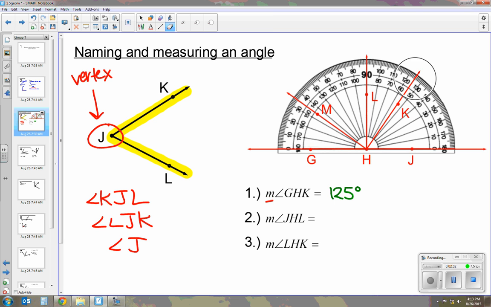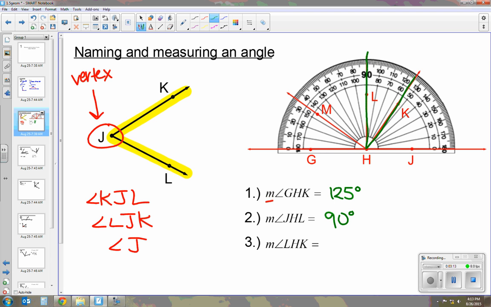Okay, let's do JHL. So we go from J to H to L. And if you notice, it's straight up at the 90. It's a right angle, so it's 90 degrees. All right. And our very last one is LHK. L to H to K.